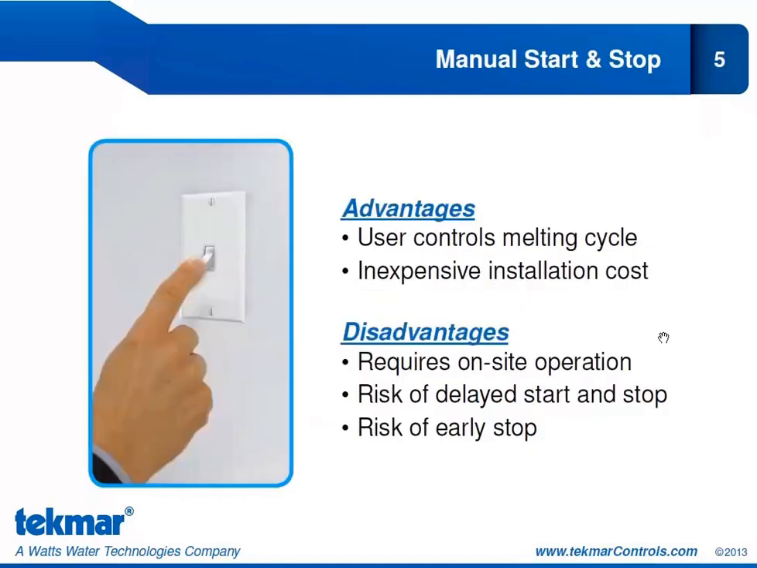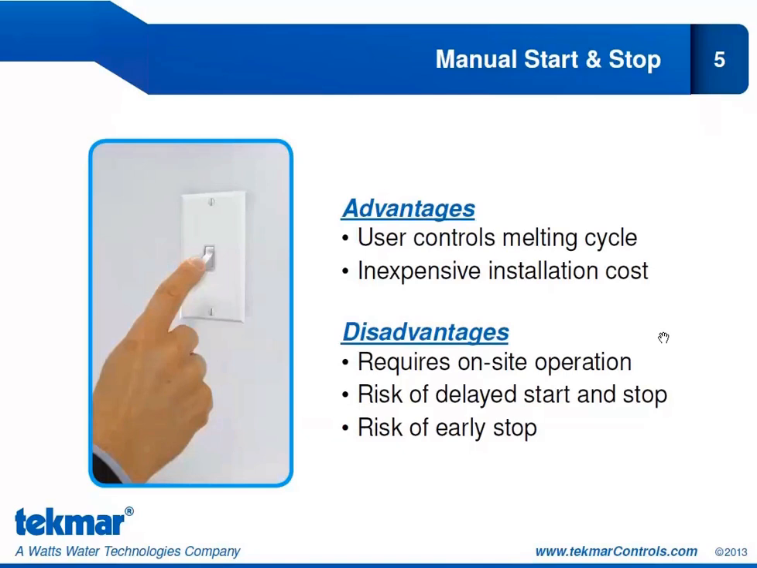For a manual start and stop, it could look something like this, like you have a light switch in the garage maybe, and when you want to operate the snowmelt system, you flick the lever into the on position, and when you want it to stop, you would flick it back down to the off position. The advantages of this are that the user will control the melting cycle. So you know exactly how much melting you're doing because you're the person that's operating it. Another advantage is it's very inexpensive to install.